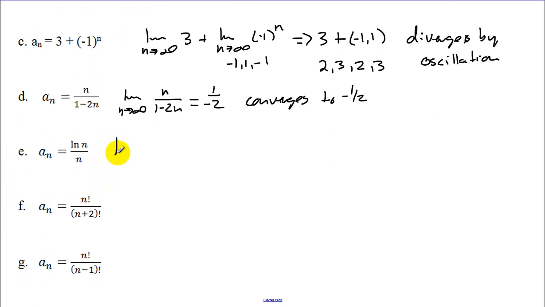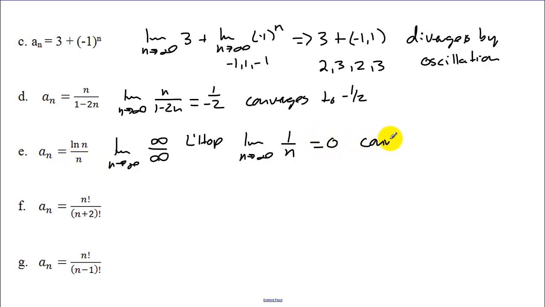In letter E, we have the limit as n approaches infinity of infinity over infinity. So we can use L'Hopital's. We have the limit as n approaches infinity of the derivative of natural log of n, which is 1 over n, and the derivative of n is 1. This is 0. So this one converges to 0.